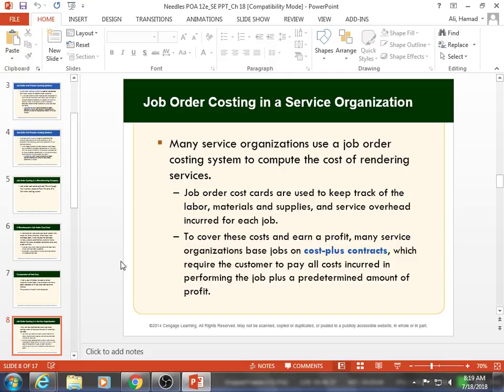Also, service organizations adopt job order costing. It's not just manufacturing or building. They also use job cards. The same thing.